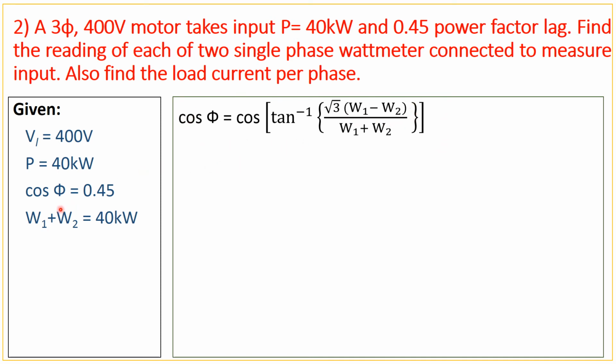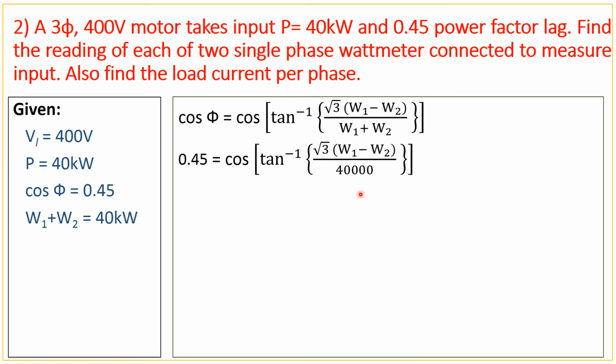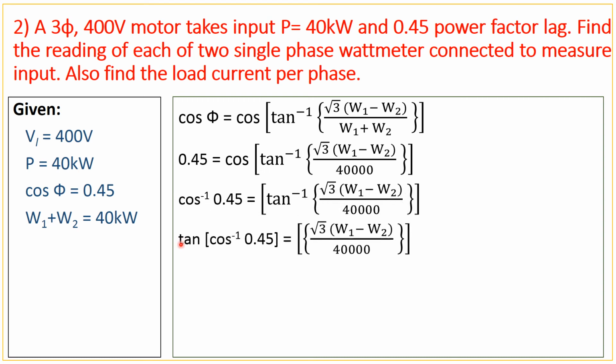Therefore, I have cos phi as 0.45 and W1 plus W2 as 40,000. So substitute in the given formula. So 0.45 is cos of tan inverse root 3 W1 minus W2 by 40,000. So now first thing is to take cos on LHS. So it will become cos inverse 0.45 is equal to tan inverse root 3 W1 minus W2 by 40,000. Now next step is to take tan on LHS. So tan of cos inverse 0.45 is equal to root 3 W1 minus W2 by 40,000.